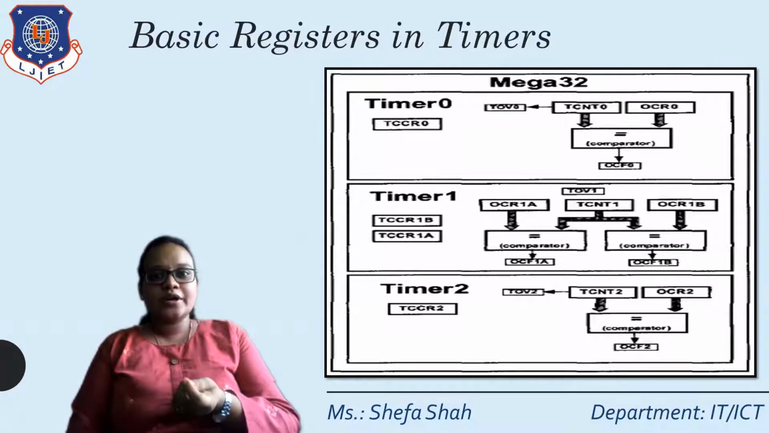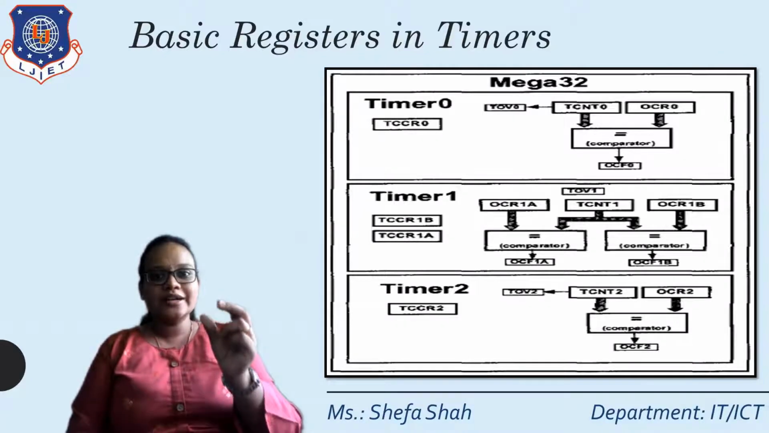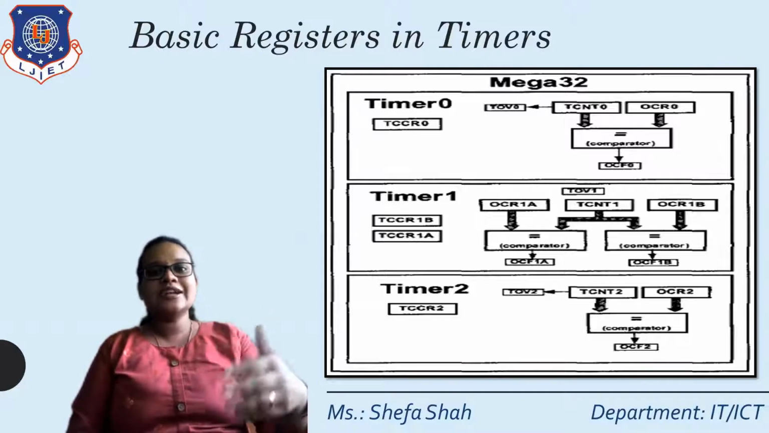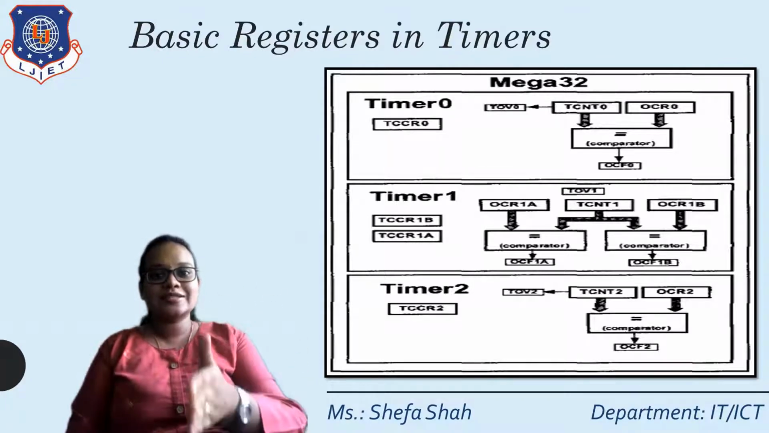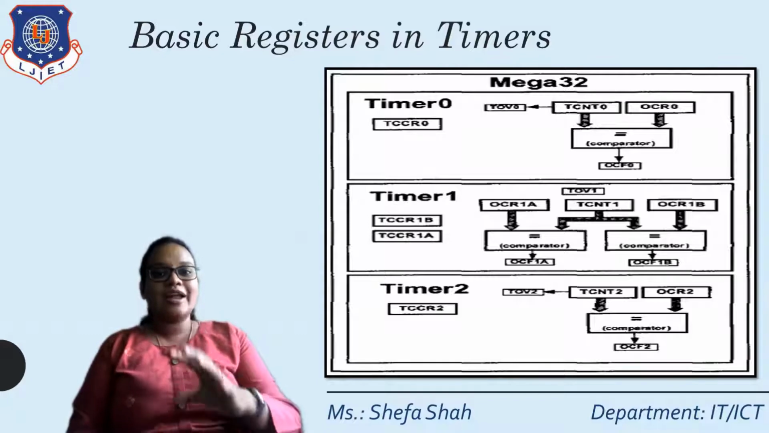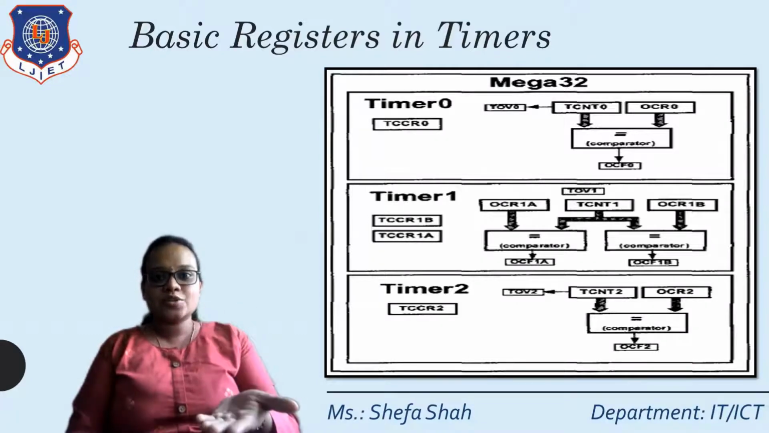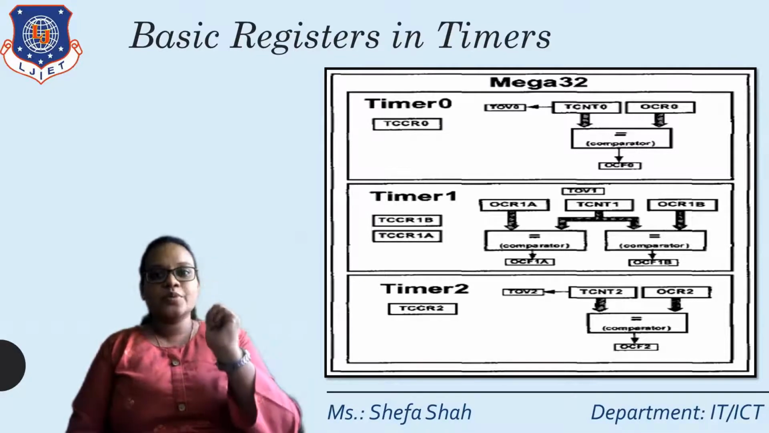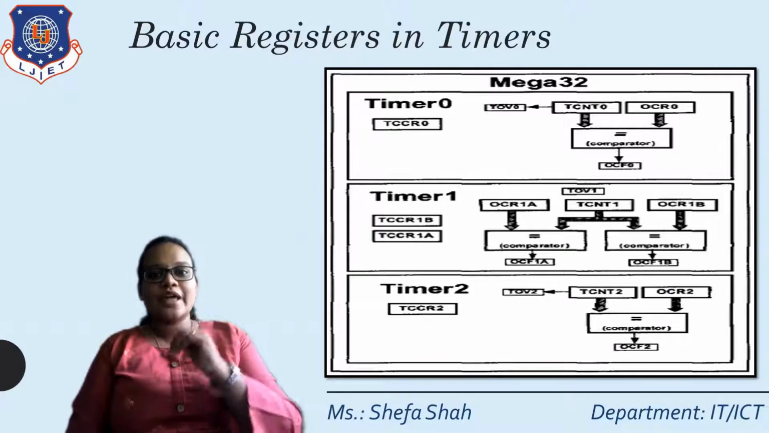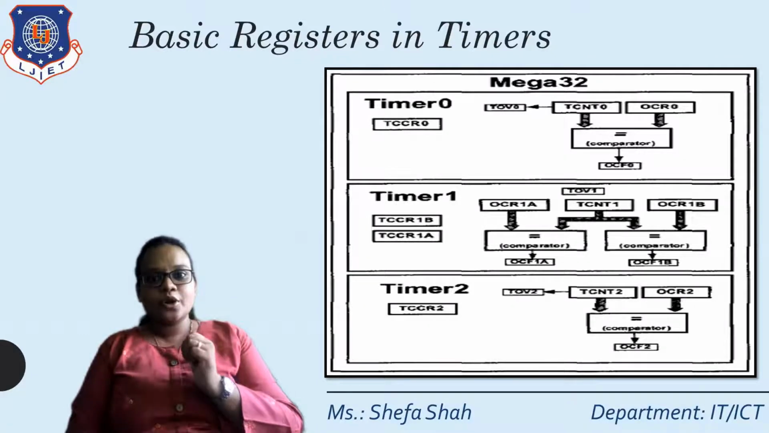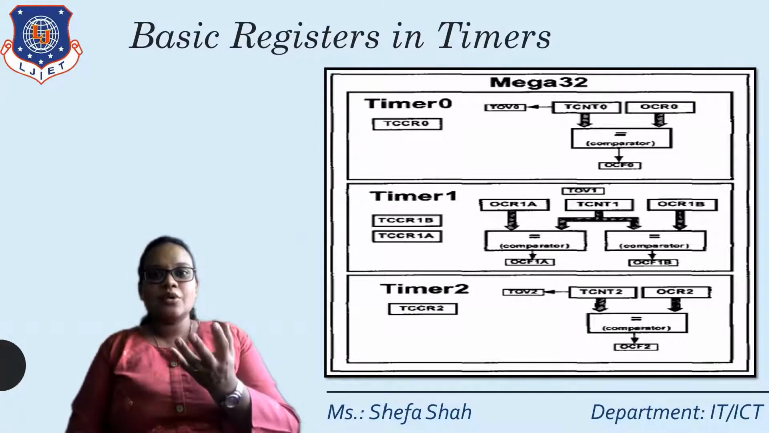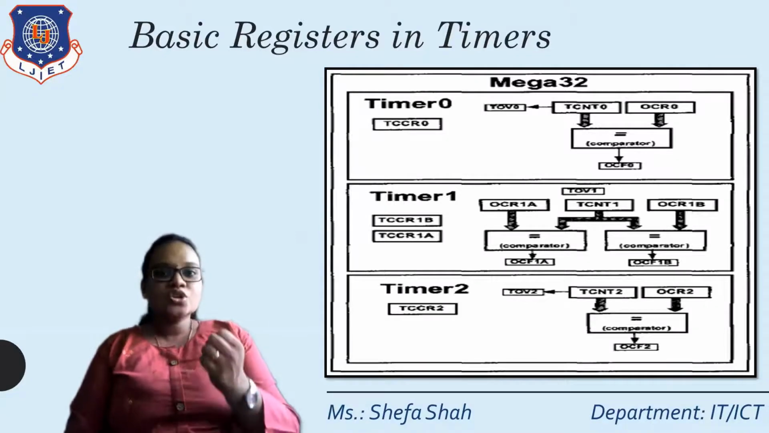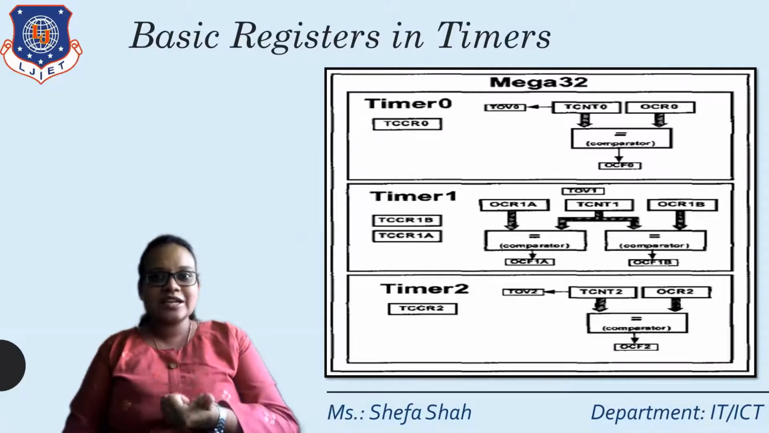Whenever we need to count a number of pulses, we store the data in TCNT0, and TCNT will automatically increment up to the maximum state, which is FF. When FF is reached and the next pulse comes, it goes from FF, the last stage, to 00, and the overflow flag will be set. From that point we can say that our timer counting has been completed. Clear? So the flag affected here is the TOV flag, the timer overflow flag.